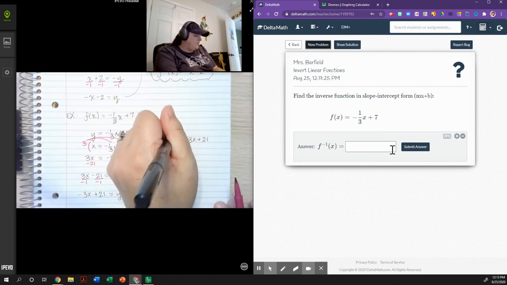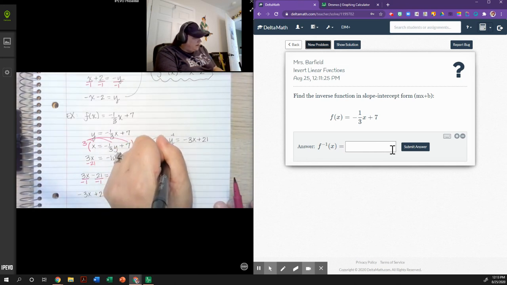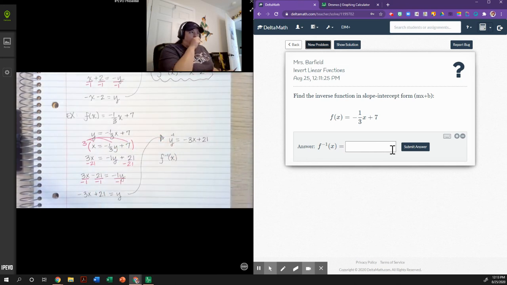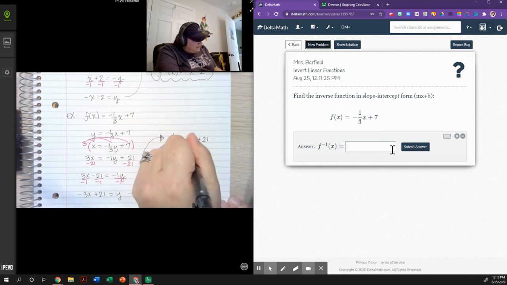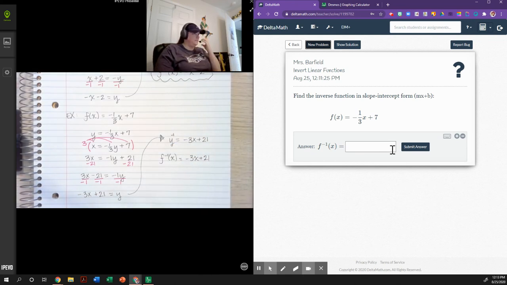Inverse notation would say we'd make that y to the negative 1, or sorry about that, negative 3x plus 21. Oh, great, that was all on video, but oh well. So negative 3x plus 21.